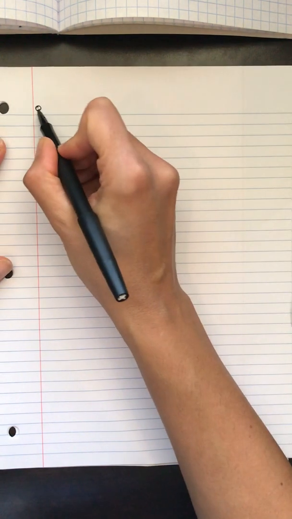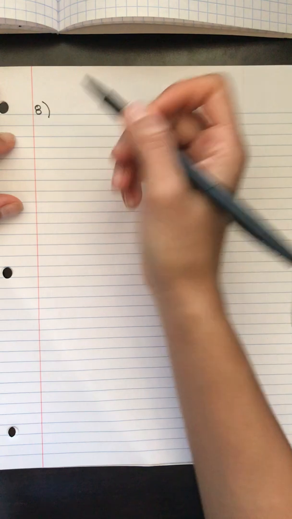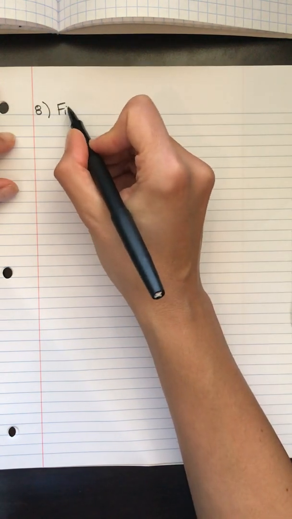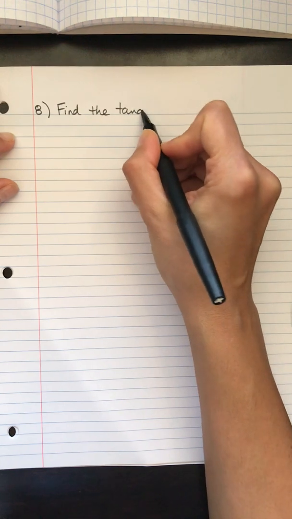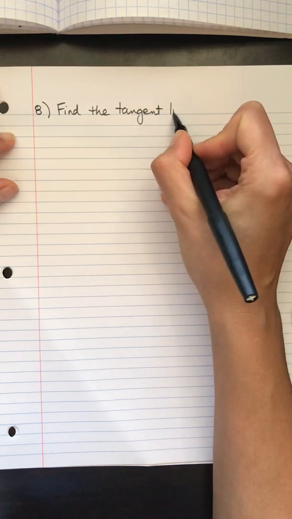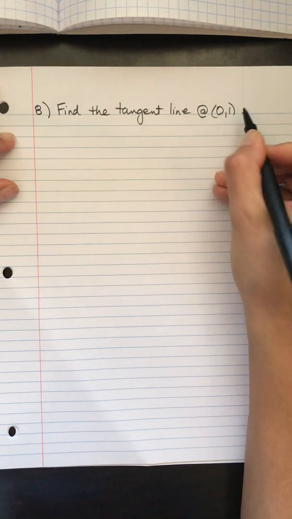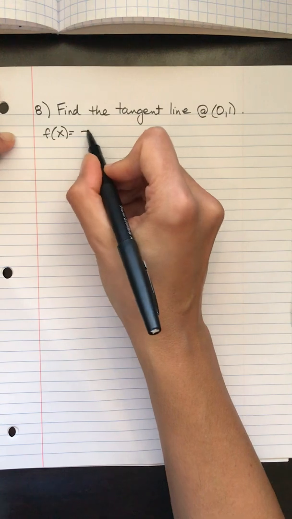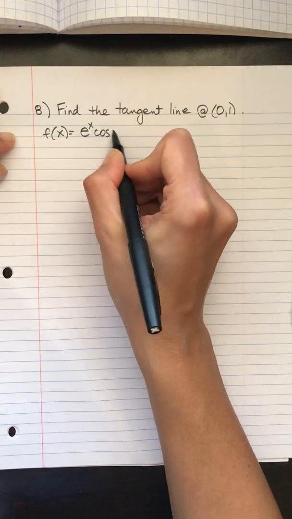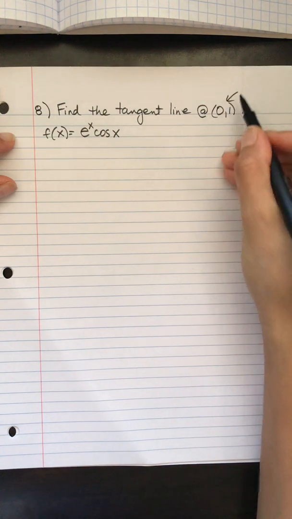Number 8. Oh, I know. Find the equation of the tangent line at (0, 1) if the function we're talking about is e to the x cosine x. So there's the point we're going to use.